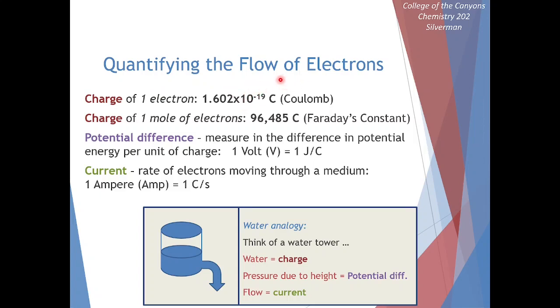If we want to look at a mole of electrons instead of a single electron, we can just multiply by Avogadro's number, and we say that 1 mole of electrons has 96,485 coulombs of charge. This value has a special name and symbol. We call this Faraday's constant, and we can give it the letter F.